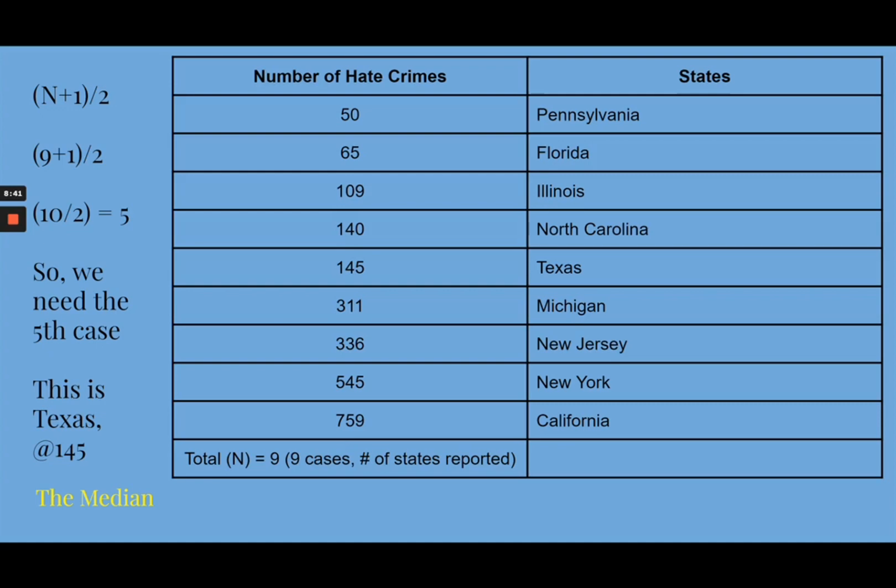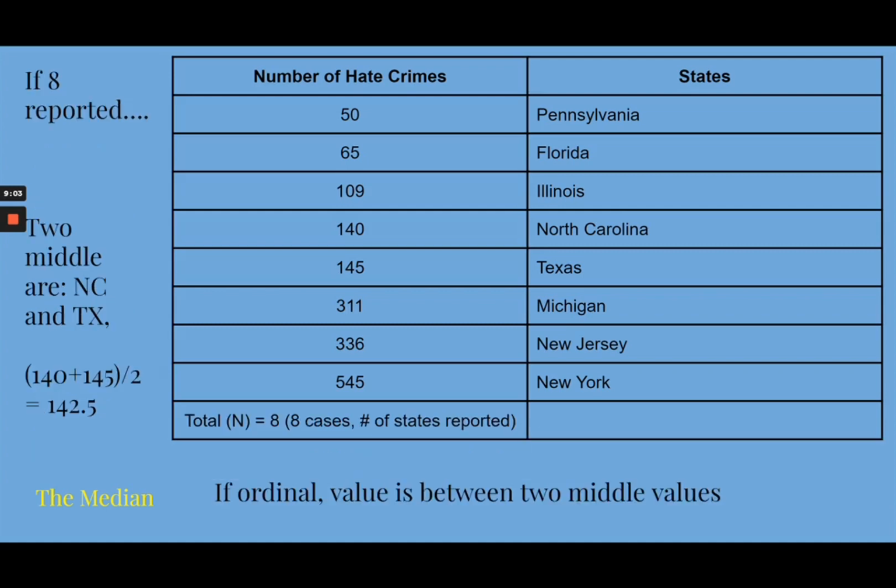Texas here gives us our median of 145. So that means half the number of cases will be fewer than 145 and half the number of cases will be more than 145. So that's what the median means, the middle point. Now, this is for our odd number of cases, but what happens if we have an even number of cases? We know that our median is 145 here.